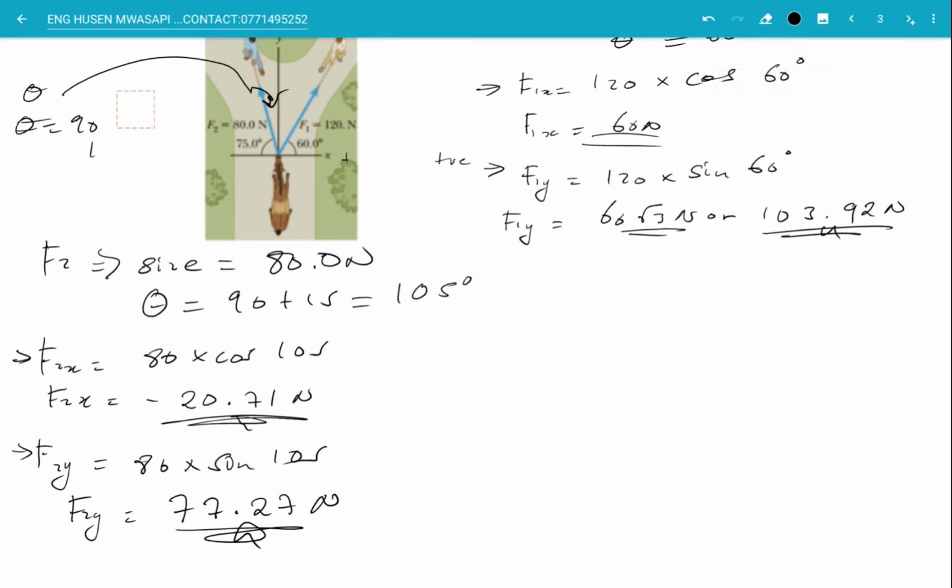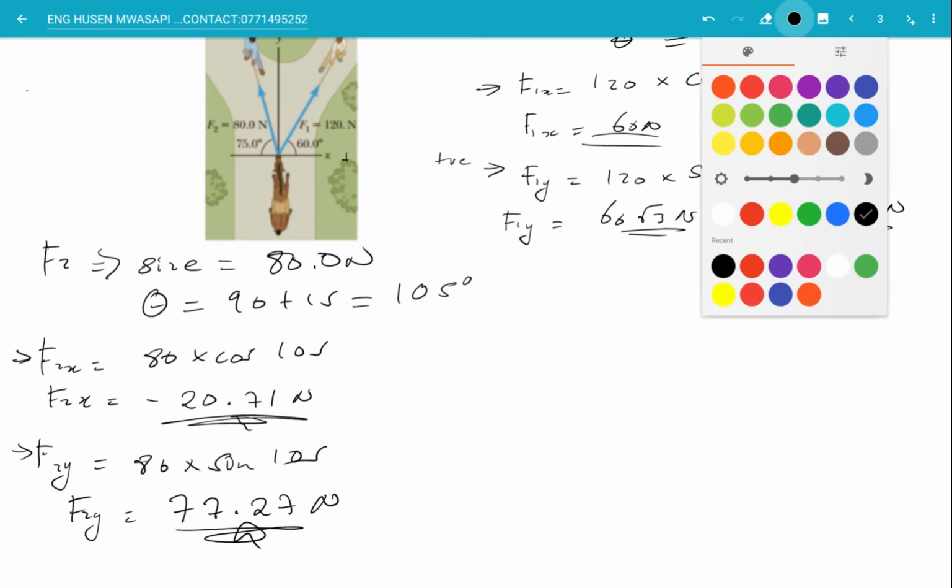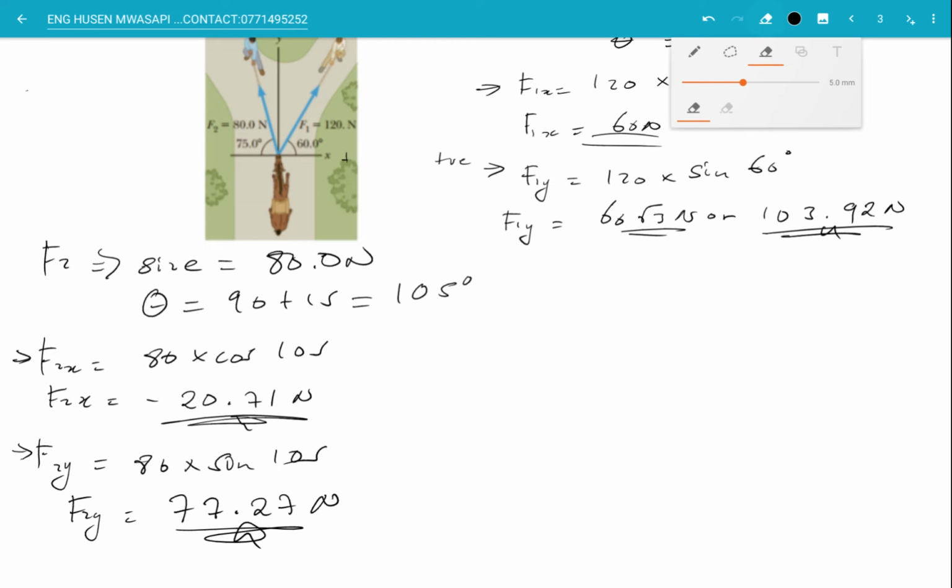So now you have the components of all these forces, which is simply force 1 and force 2. Just erase this to have some space for the work. Alright, so you now have the components of these two forces, force 1 and force 2. So now you need to find that third force, which is force 3.